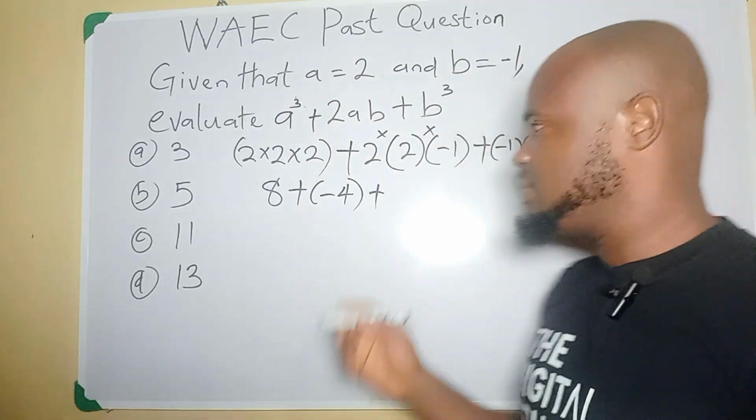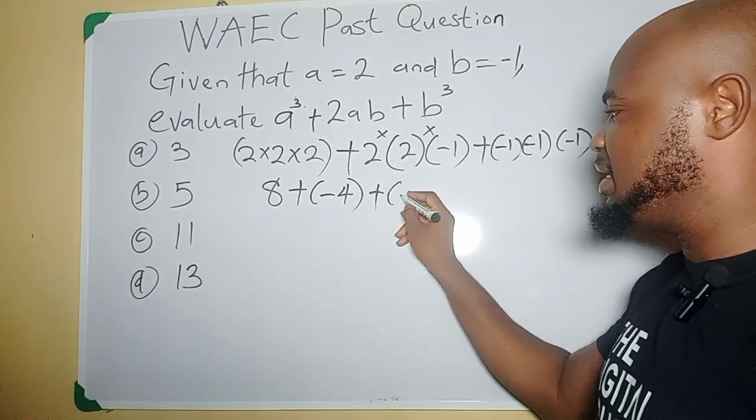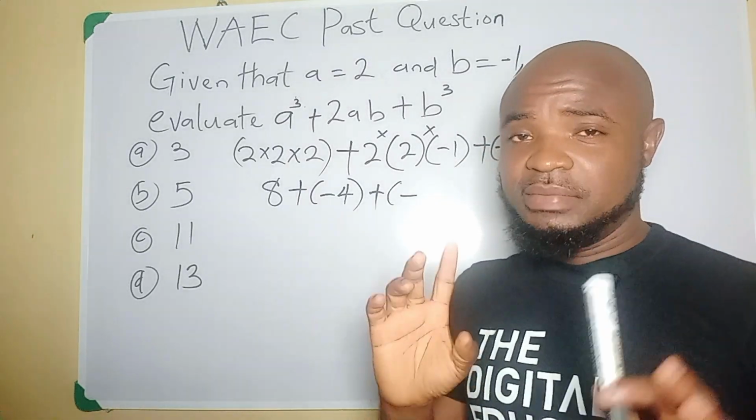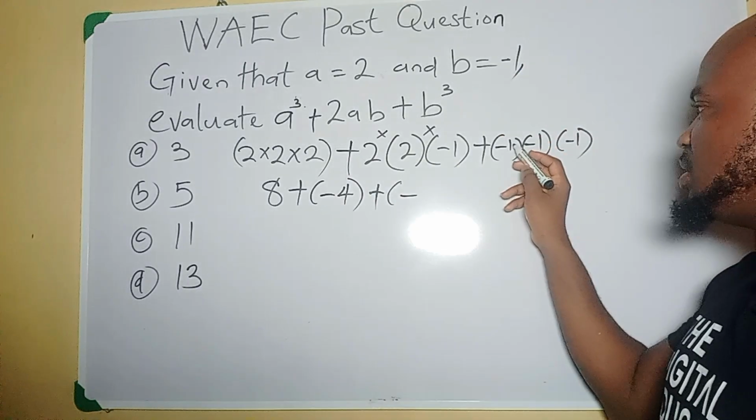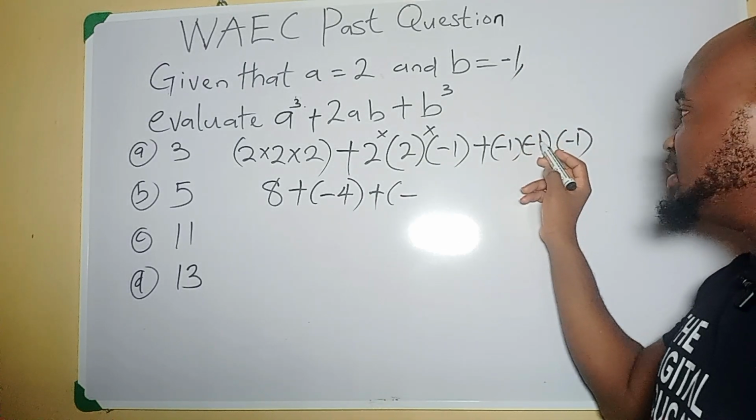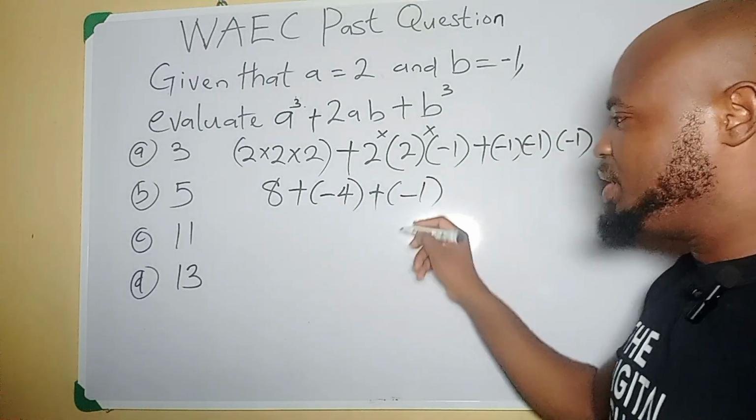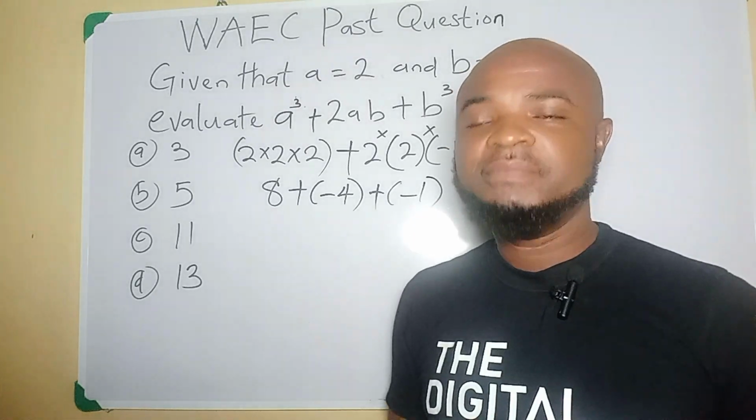Are we together? Fantastic. So I'm going to put the minus sign here in the bracket for now. Like I said, put it in a bracket. So let me multiply my numbers. 1 times 1 is what? 1. We are almost done. Are we still together? Good.